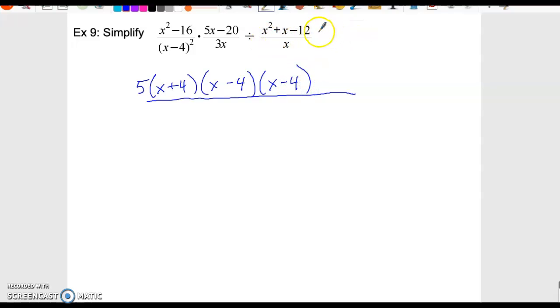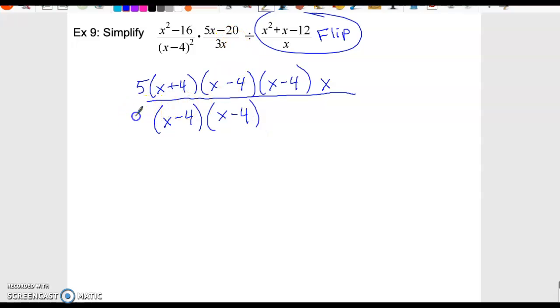And now we have to flip this one because of the division. You only flip the divided by ones. So there's going to be an x on top. As you look in the bottom, don't forget that x minus 4 squared means that there's x minus 4 twice.